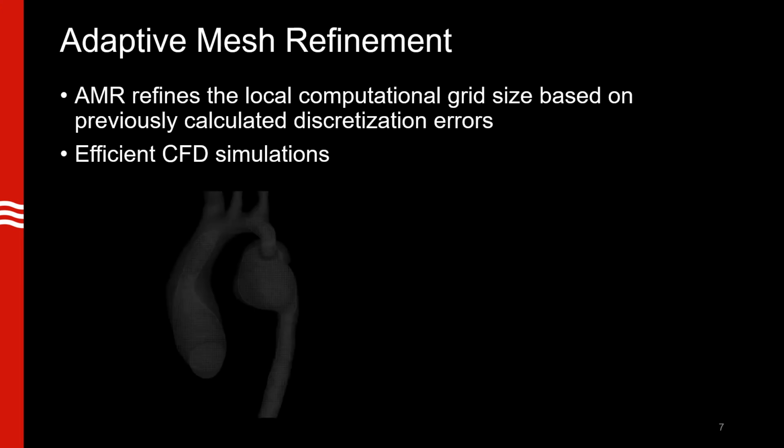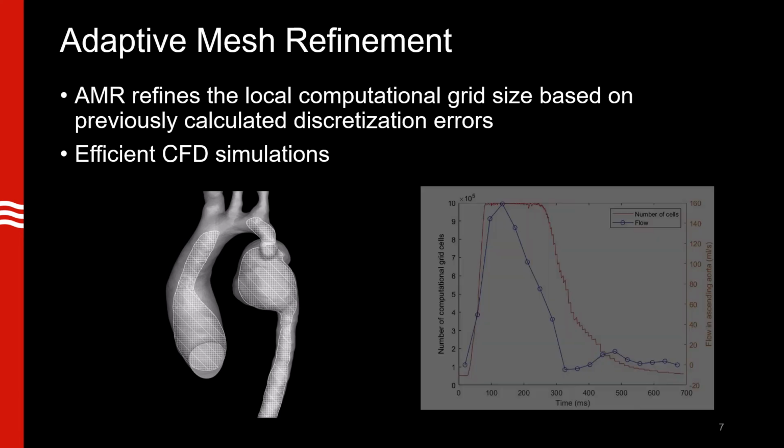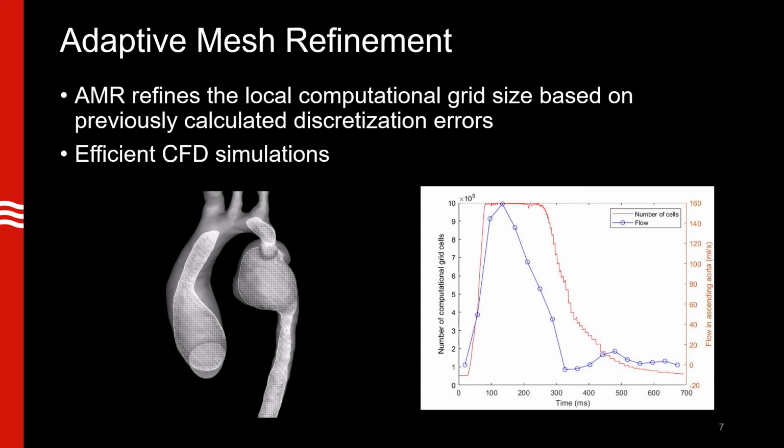This animation shows AMR on the patient 1 pre-repair case. Notice how the grid refines in certain locations and remains the same in other areas. In general, the grid refines near constrictions and the arterial wall. This graph plots the number of computational grid cells in the aorta along with the blood flow over a single cardiac cycle. The number of grid cells peak at systole and is lowest during diastole.